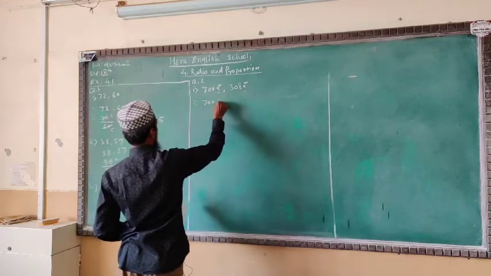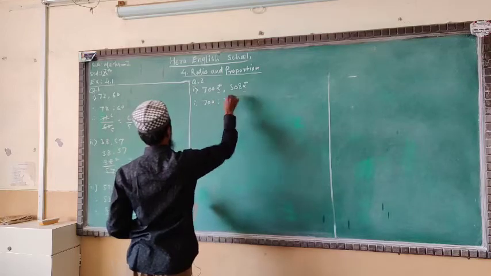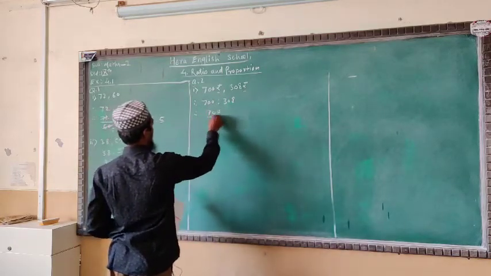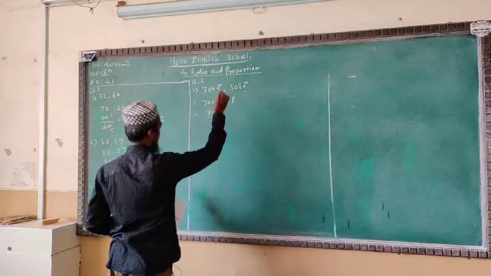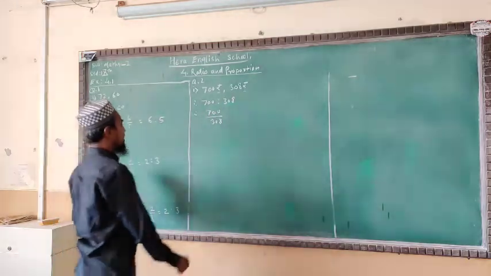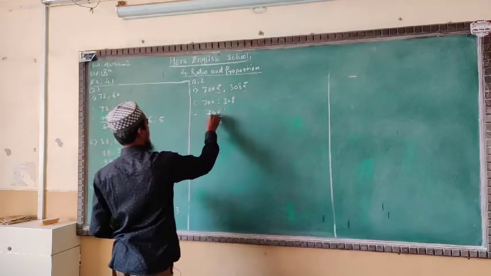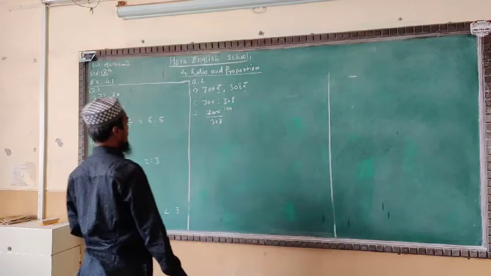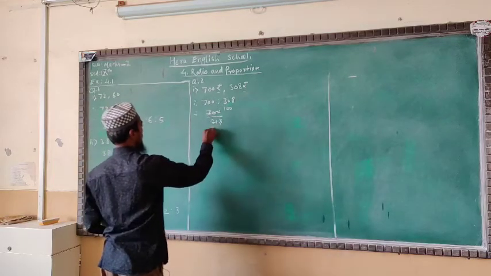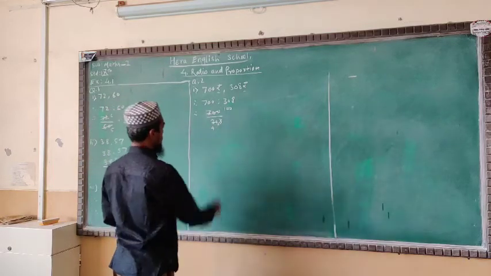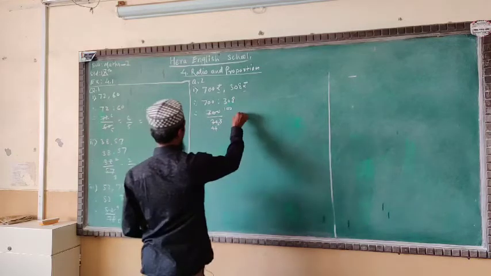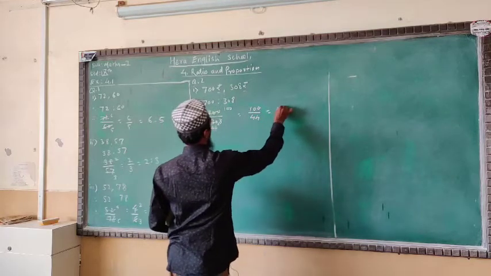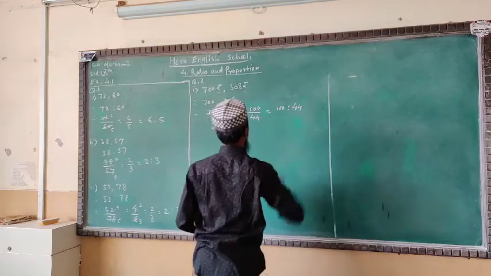700, the first quantity, to the second quantity 308. Okay, 700 is to 308. Same thing, 700 divided by 308. Now we'll divide by 7 directly. See very well, 7 ones are 7 and take the 0 as it is. 7 fours are 28, we will have 2 here. 7 fours are once again 28. You will get 100 divided by 44, means 100 is to 44. It's your answer.